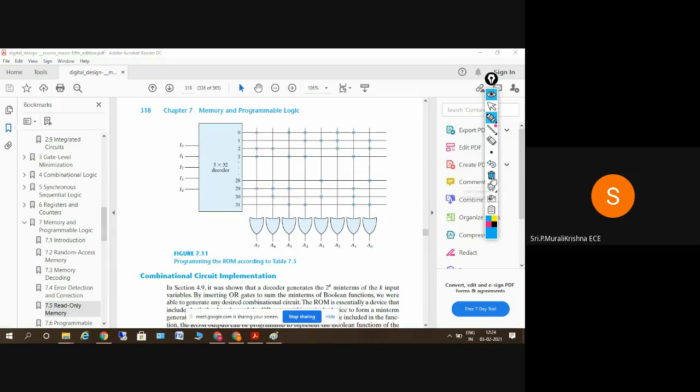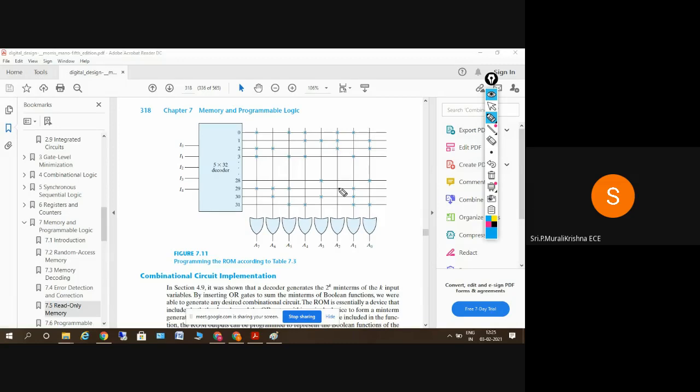Clear? Okay, they will give some problem, and after that I have to draw the truth table. With the help of the truth table, you have to draw the decoder. We have to identify the size of the decoder and the number of OR gates. If 2 power k into n is the size of the ROM, then we need a k into 2 power k decoder, and we need n OR gates.